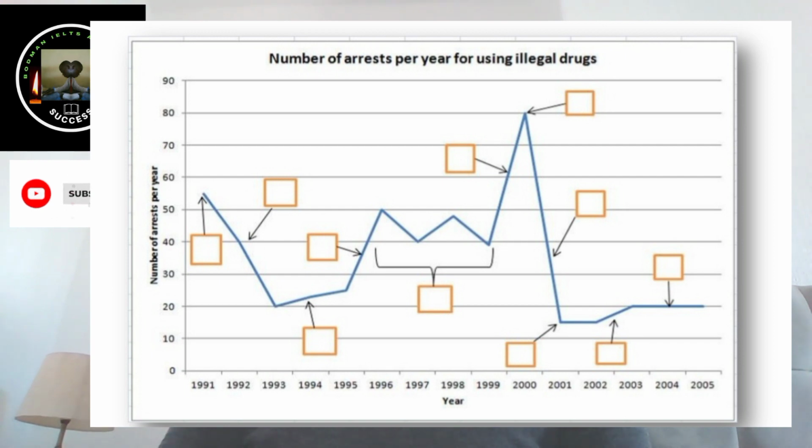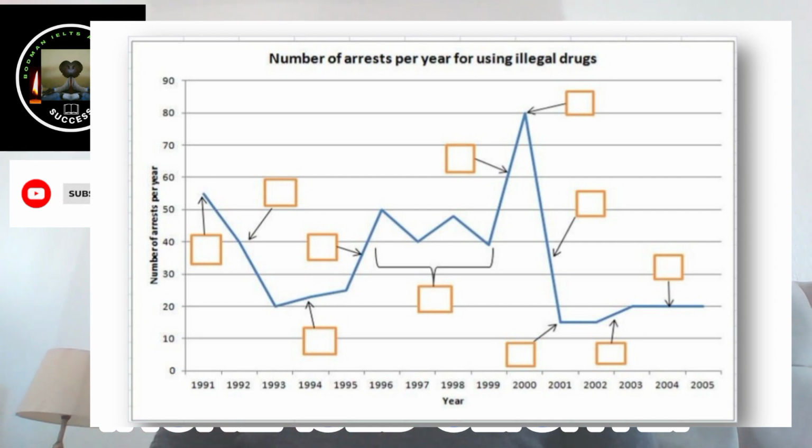Another language of change is increased slightly or rose slightly or rose gradually. Gradually and slightly, they are synonymous. Increase slightly when there is a small increase, just a small increase. And if you look at this graph, you will agree with me that if you look at the third yellow box, that was a small increase. It increased from 20 to 25. That's an increase slightly or increase gradually to 25.